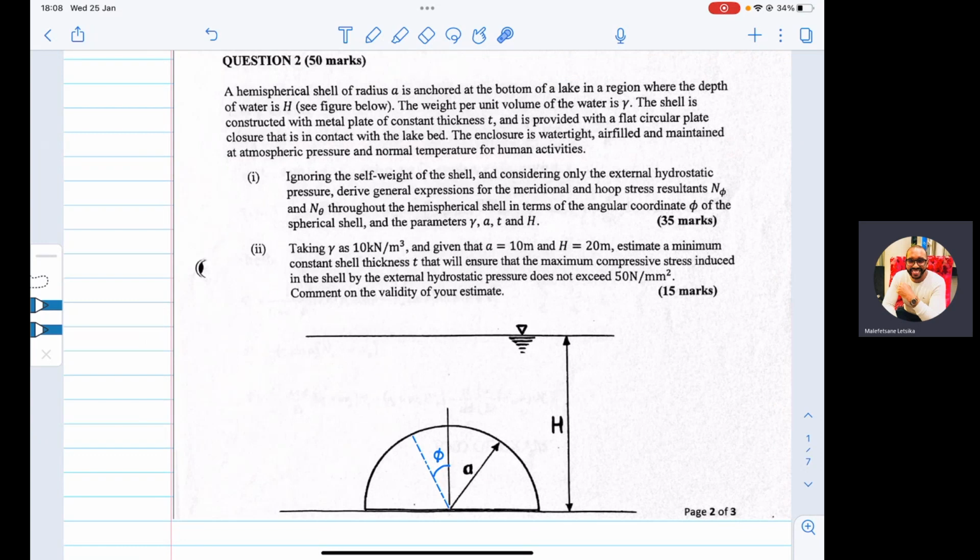We're going to derive the stress expressions that act on the dome. So this dome here is completely submerged in water, as you can see. I'm not going to go through the whole question, but maybe I could. This is a hemispherical shell, meaning it's a half, because a hemisphere is a half of a sphere. A hemispherical shell of radius A is anchored at the bottom of the lake in a region where the depth of water is h. So this dome is completely submerged.